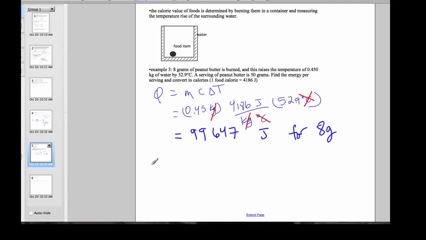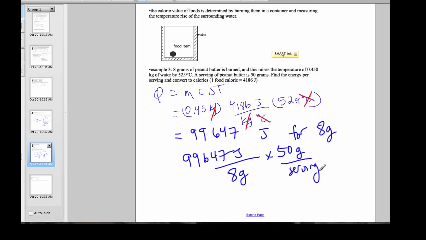Now that's for 8 grams. So we want to know the energy per serving. So that's 99,647 joules per 8 grams. But of course, there's 50 grams for every serving. So that'll give us the joules in one serving.